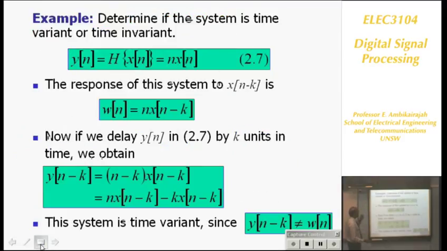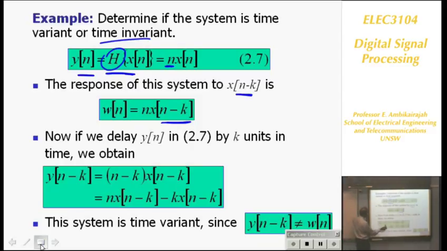The next one: in this case, determine if the system is time invariant. So x[n] is passing through h. h is given as n, so it's n x[n]. The response of the system is w[n] equal to n times x[n-k]. So I am delaying the input by k. This is what I get. That's what I would expect. If the system is correct, this is what you will expect: you delay your input by k, the output will be w[n].